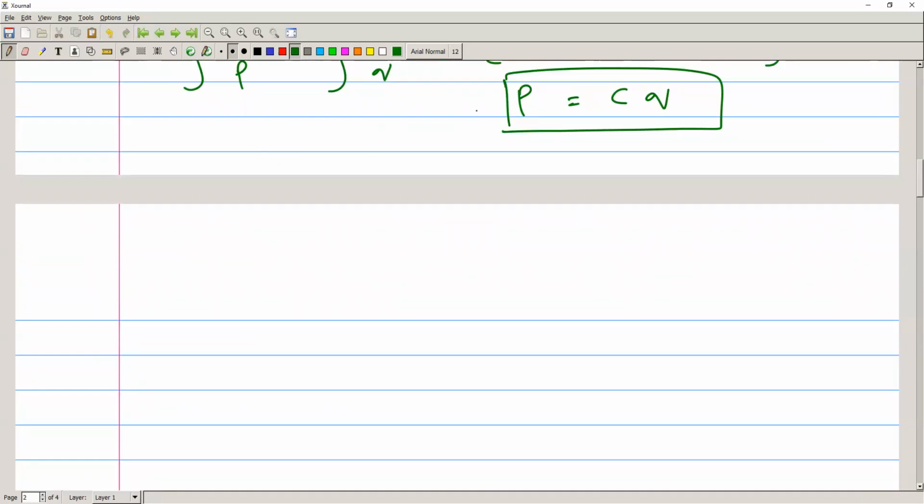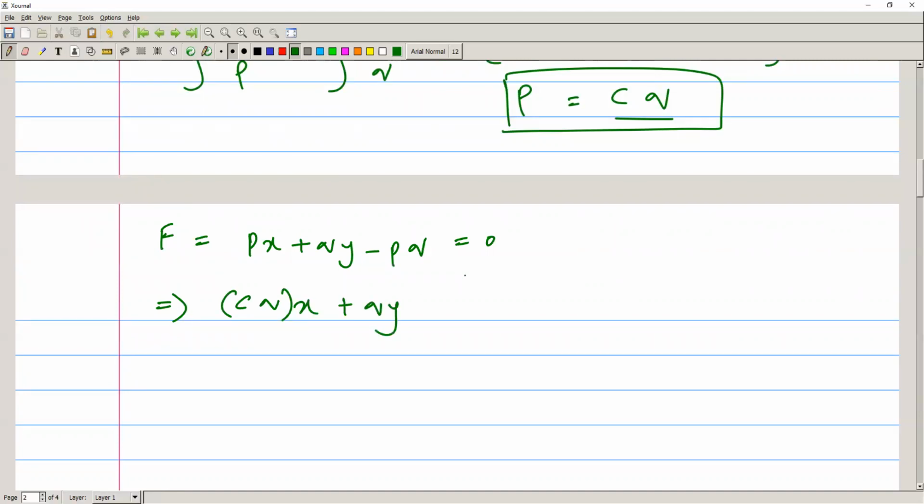So if I plug this p into the given equation, that is f, which is equal to px plus qy, that is the original equation, equal to 0. Now I can plug cq instead of p in this equation. So this implies that cq times x plus qy minus cq times q is equal to 0.